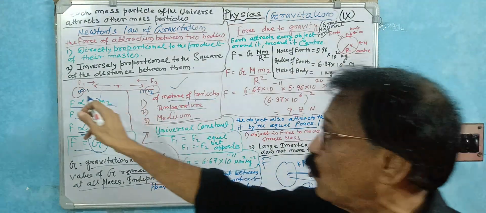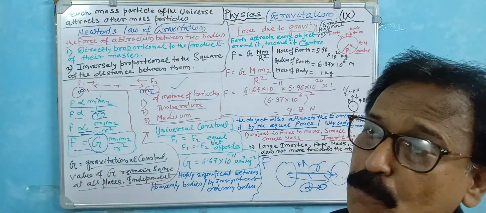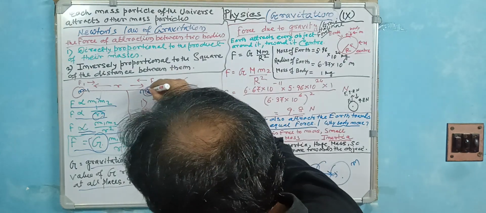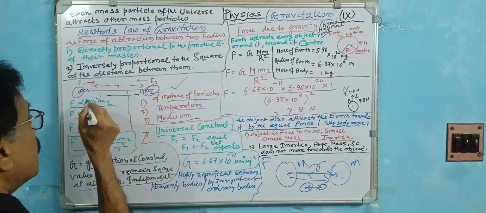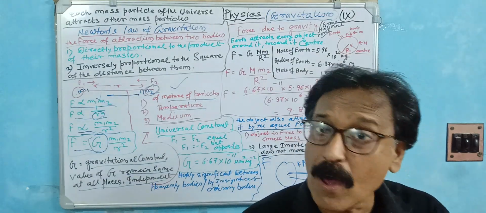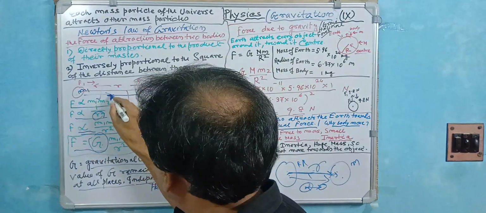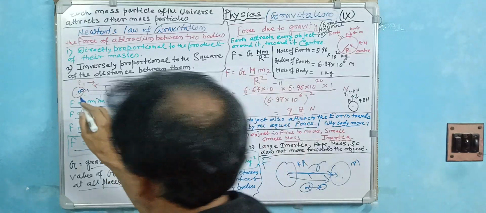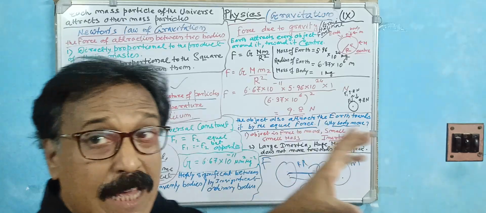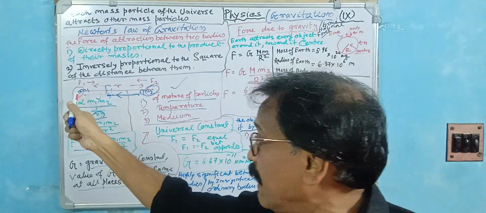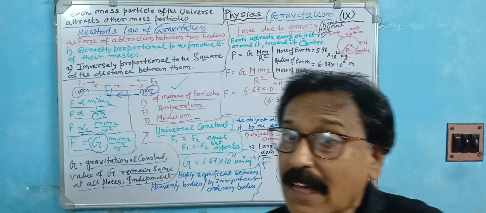And here a force F1 is developed. Suppose there is a force F2 developed. F1 is equal to F2. That means this mass attracts with force F2, and the other mass attracts this one with force F2. So F1 and F2 are the same, equal and opposite. This mass attracts that one by force F1, and that mass attracts this one by force F2. Just opposite, but F1 is equal to F2. The same force is developed, equal and opposite.